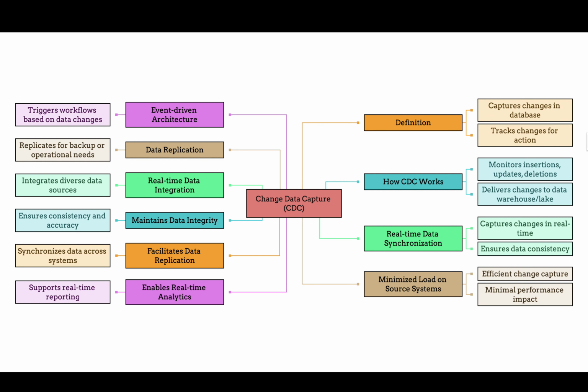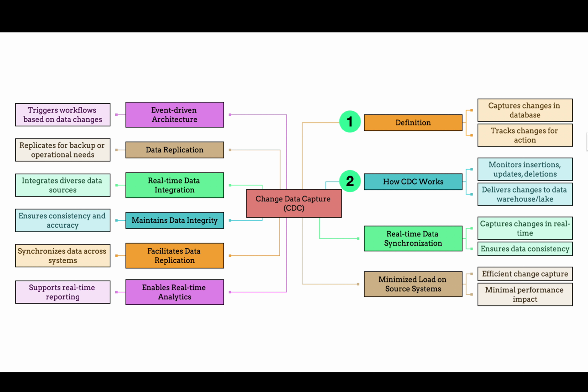Change data capture, CDC. 1. Definition of CDC. Change data capture, CDC, is a process used to capture changes made to the data in a database. It identifies and tracks changes in data so that action can be taken using this data. 2. How CDC works. CDC works by monitoring and capturing insertions, updates, and deletions in a database, and then delivering these changes to a data warehouse, data lake, or other systems.